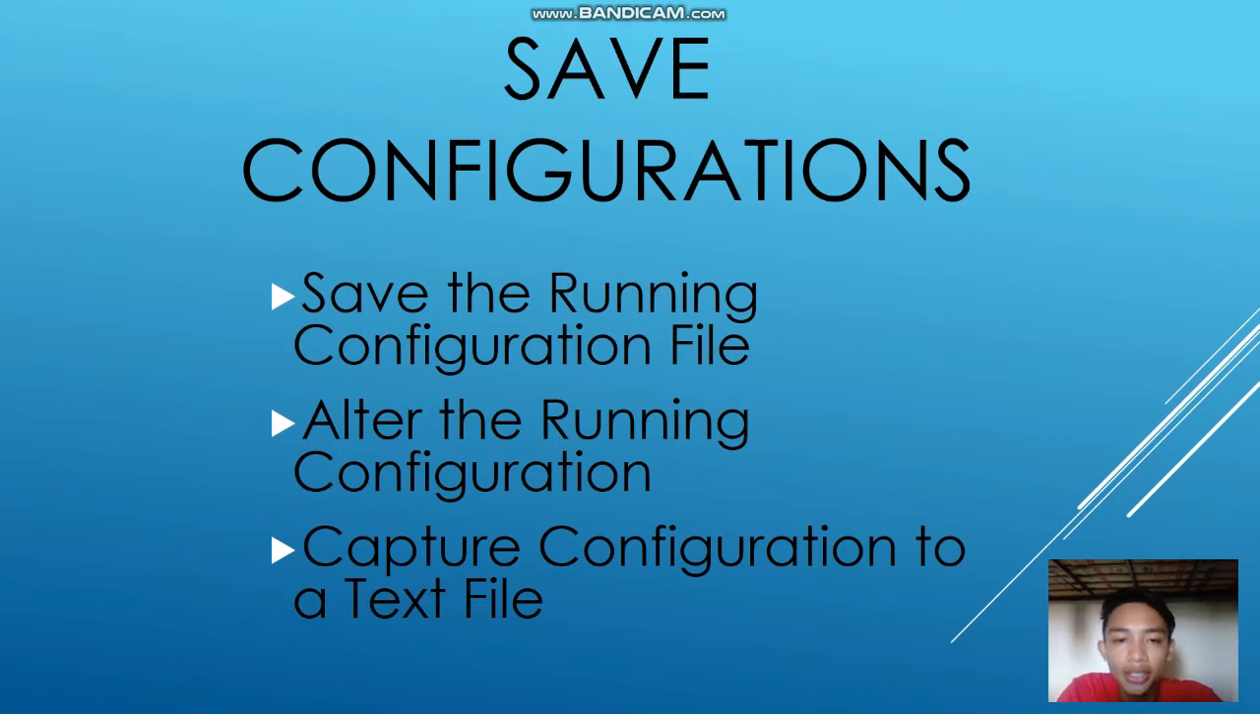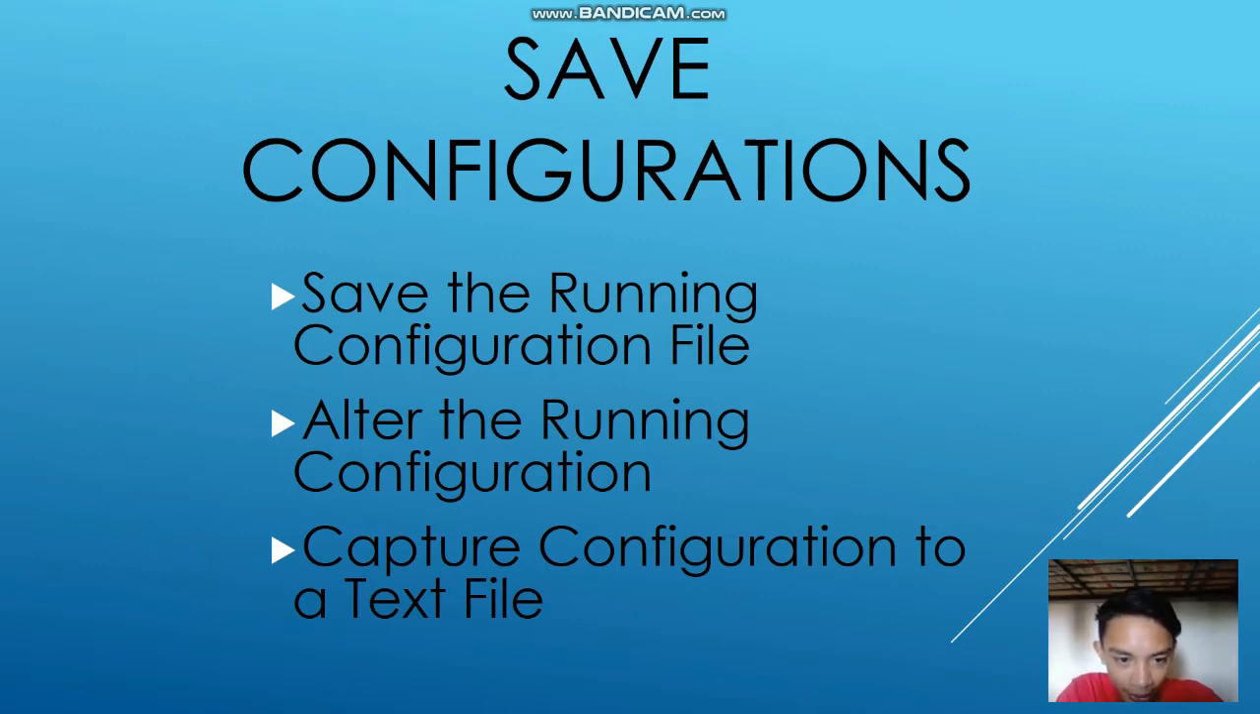Save the running configuration file. There are two system files that store the device configuration: the startup config and the running config. The startup config is the file stored in the non-volatile random access memory, or NVRAM, that contains all the commands that the device will use upon startup or reboot. The NVRAM does not lose its contents when the device is powered off.